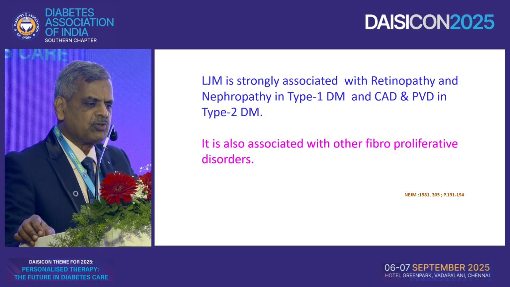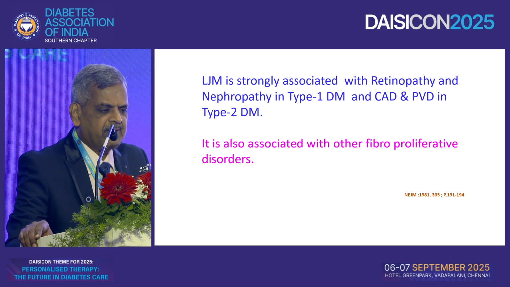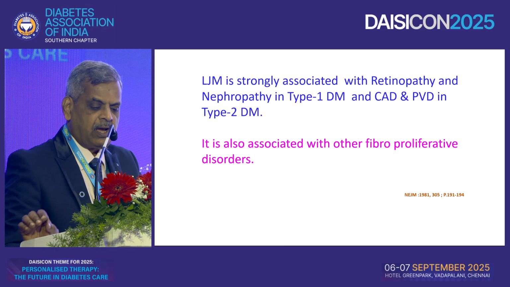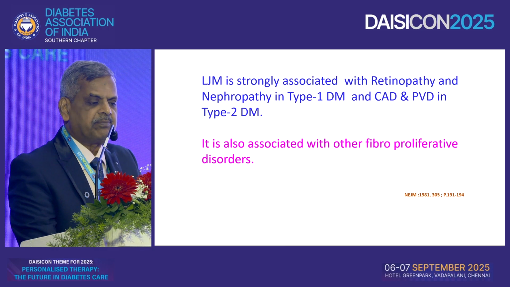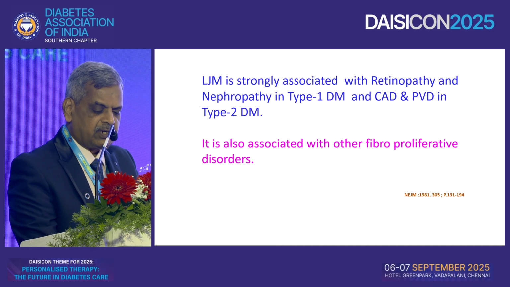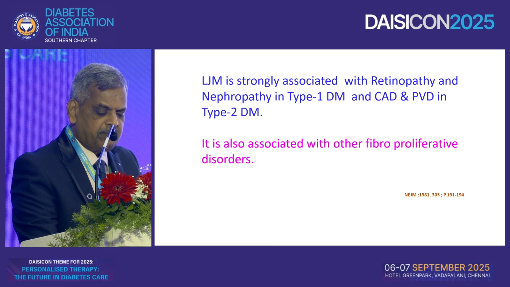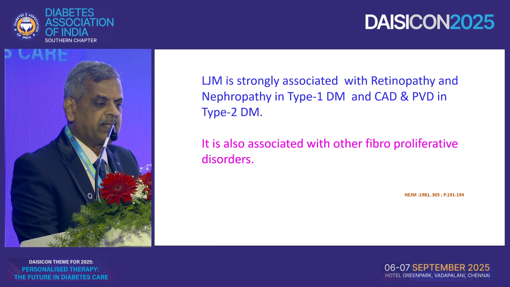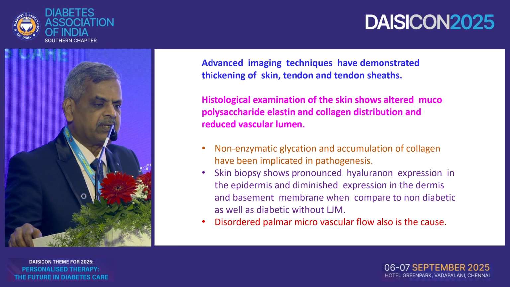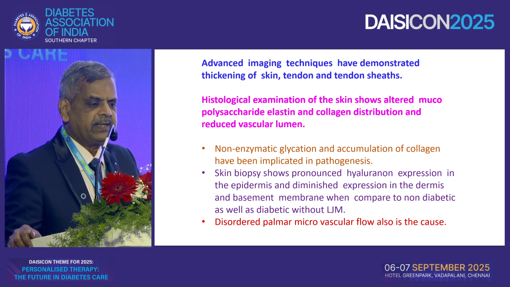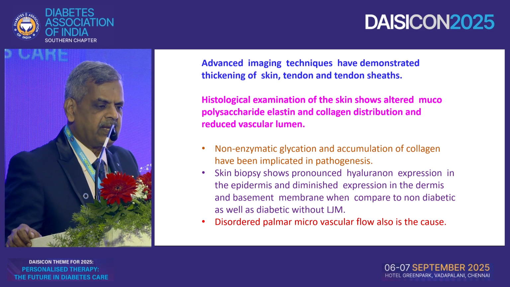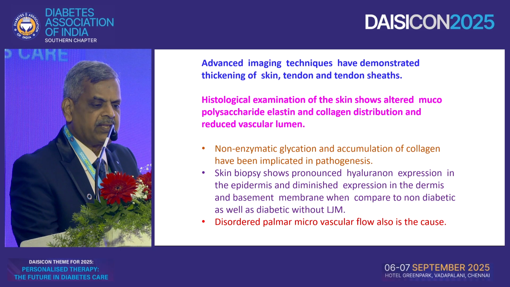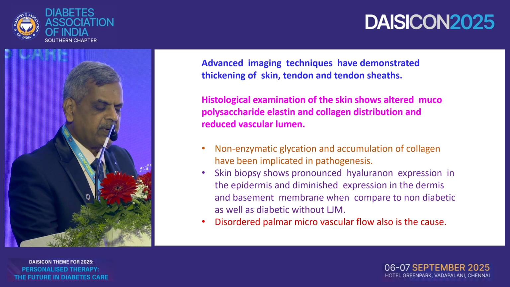Limited joint mobility is strongly associated with retinopathy and nephropathy in type 1 diabetes and CAD and PVD in type 2 diabetes. It is also associated with other fibroproliferative disorders. Of course, in diabetes, when one complication is there, other complications are also there, clinically or subclinically. Advanced imaging techniques have demonstrated thickening of skin, tendon and tendon sheath. Histological examination of the skin shows altered mucopolysaccharide, elastin and collagen distribution and reduced vascular lumen.